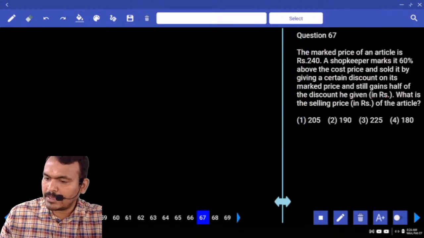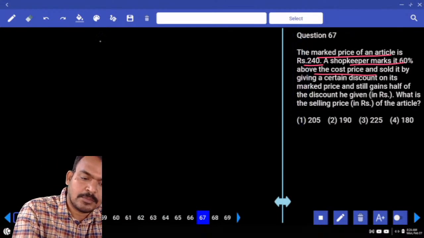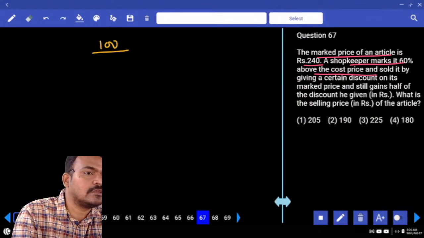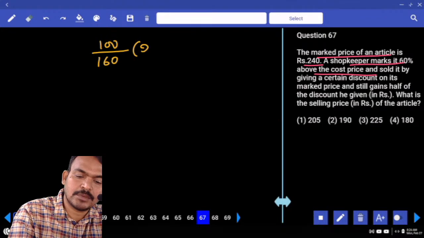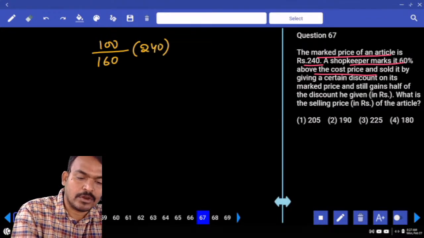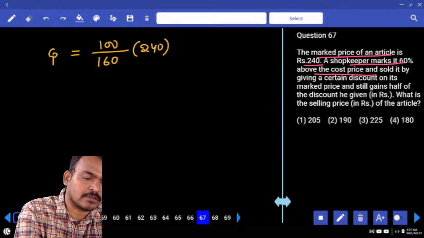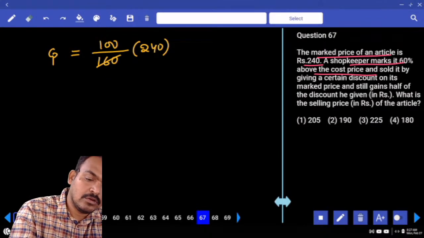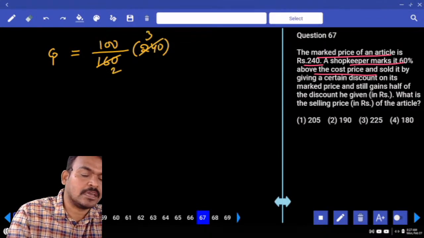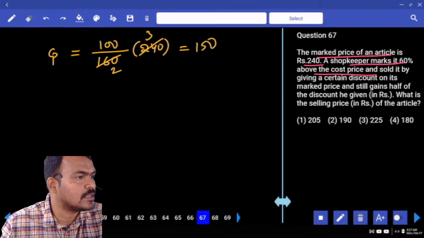First of all, the market price of the article is given as how much? 240. It is 60% above the which one? Cost price. Suppose I consider the cost price as 100%, then the market price is how much? 160%. In place of 160%, how many rupees are given? 240. Solving this one, we get the 100% value, that is cost price or selling price? Cost price. 300 by 2 means 150, or not? That is cost price or selling price?